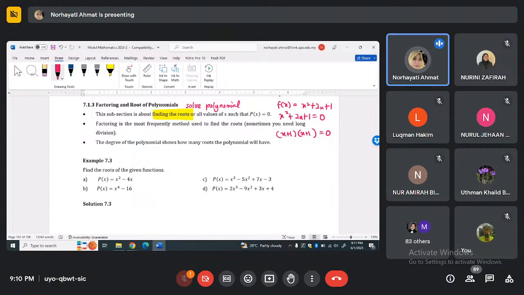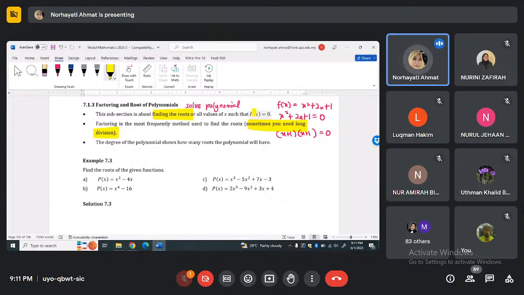So we need to factorize the polynomial. So factoring is the most frequently used method to find the roots. Okay, sometimes you need long division. Sebab tu saya kata very important lah. You need to master this process, the method. Okay, how to divide polynomial.